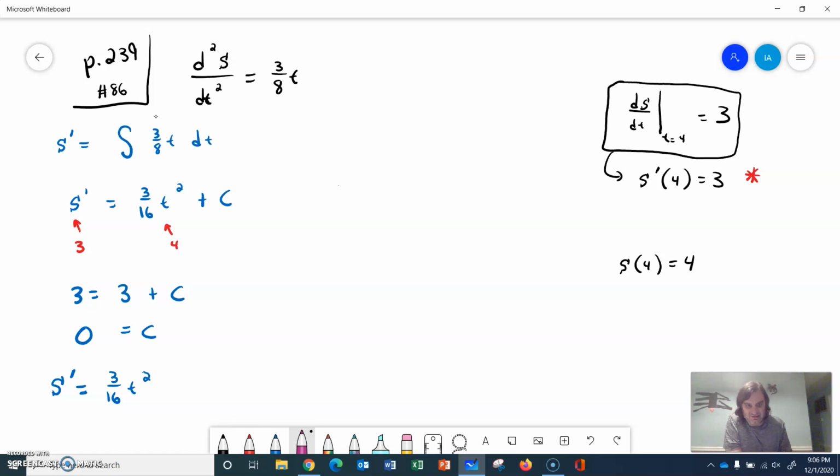Next, I want to integrate that. When I integrate the first derivative, I will get the actual s function. So when I integrated the second derivative, I got the first derivative. When I integrate the first derivative, I get the original s function that I'm really looking for. So in this case, s will look like, that'll go up to a cube. And when I divide by the cube, I'll have 3 over 3 times 16, so it'll be 1/16 t cubed, and that'll be plus c.